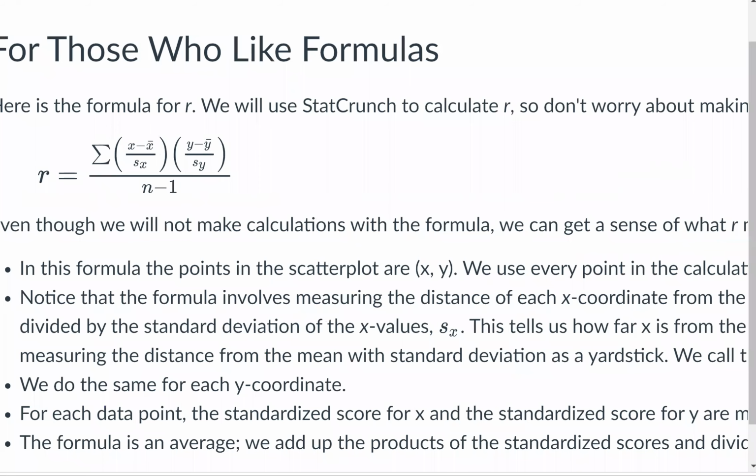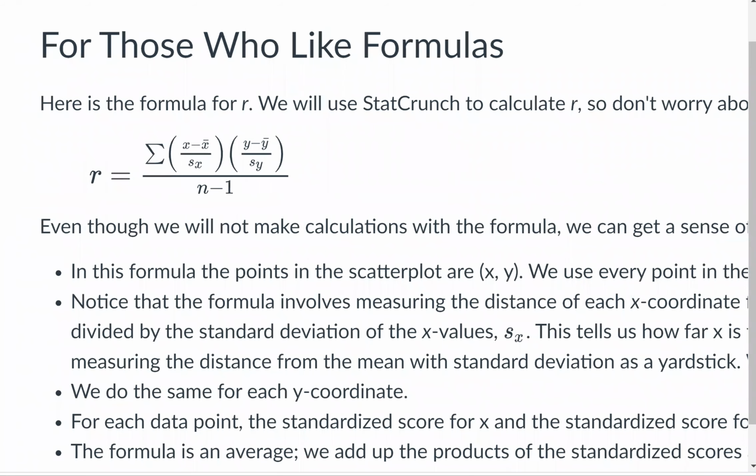So R is the sum of all, that's a complicated one, the sum of, you're multiplying these two things, whatever they are. This is the standard deviation for the X values in this denominator, the standard deviation for the Y values in this denominator, and each X value minus its mean. So it looks similar to formulas we've seen before.